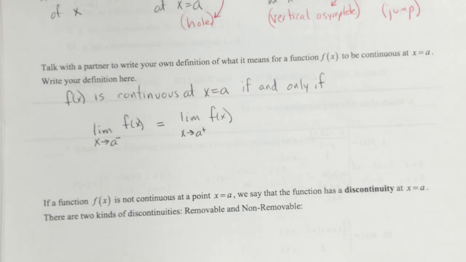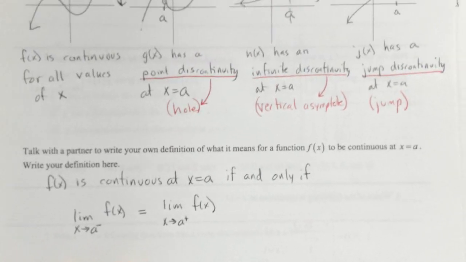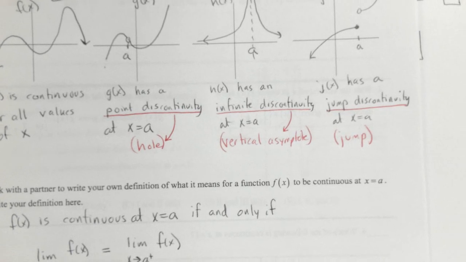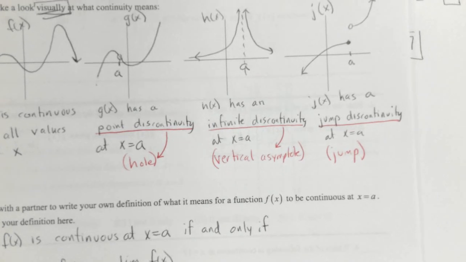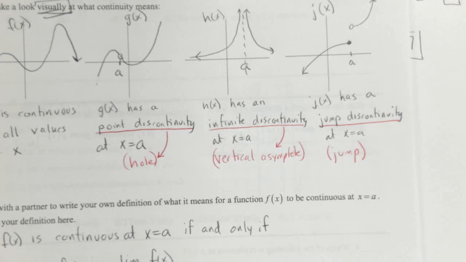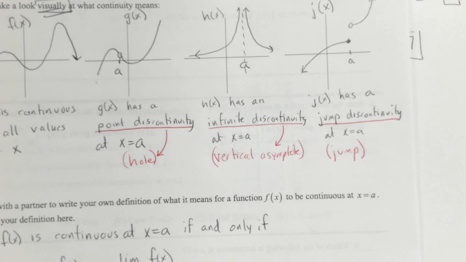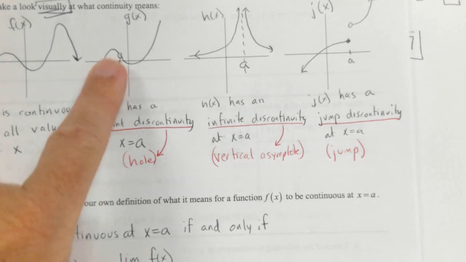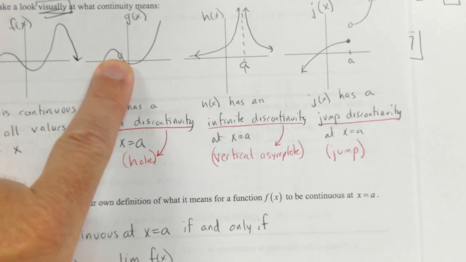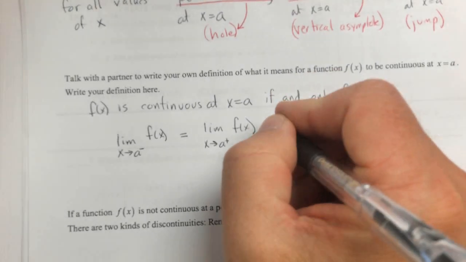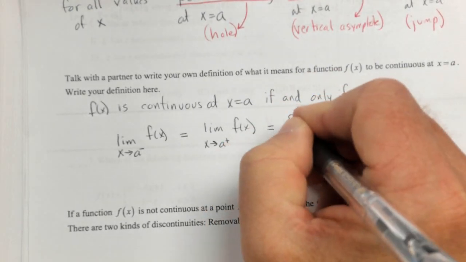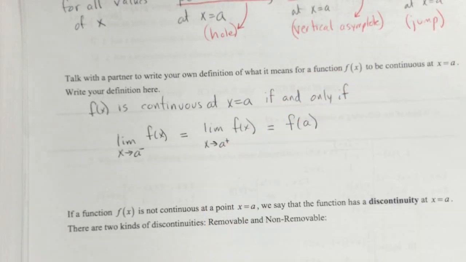Left limit, right limit. If we stop there, that wouldn't be enough, because which one of those three discontinuities has a left limit equal to a right limit? g, or point or hole, however you want to phrase that. That does have left limit equals right limit. So we need to have one more piece, and that is the function at a.